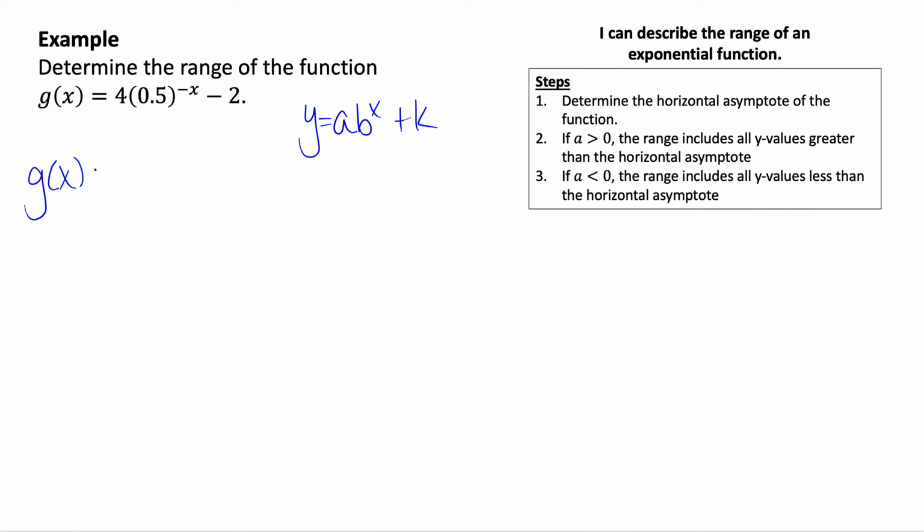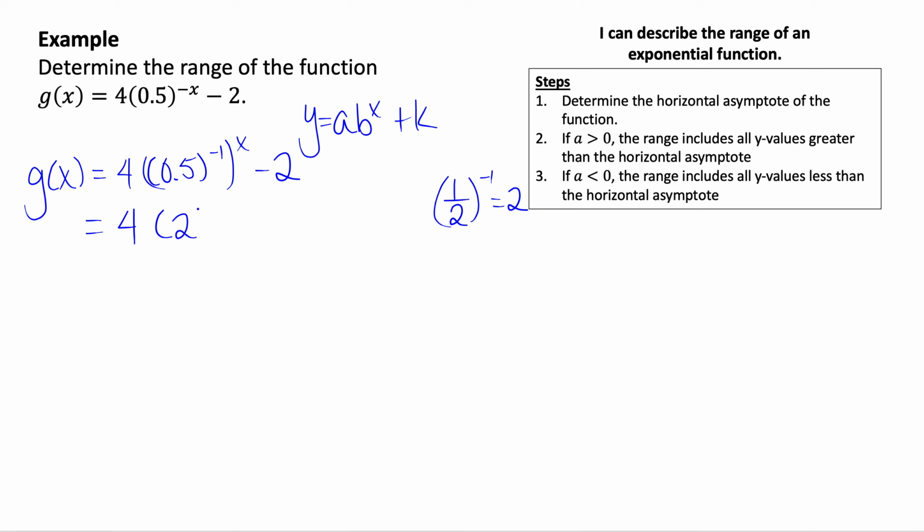So I have g of x equals 4 times 0.5 to the negative 1, and then that's raised to the x power, and then minus 2. So we have 0.5 to the negative 1, which is like the reciprocal of 0.5. 0.5, if you remember, is 1/2, so the reciprocal of 1/2 is just going to be 2. So that's 4 times 2 to the x minus 2. And so now my function is in the correct form.